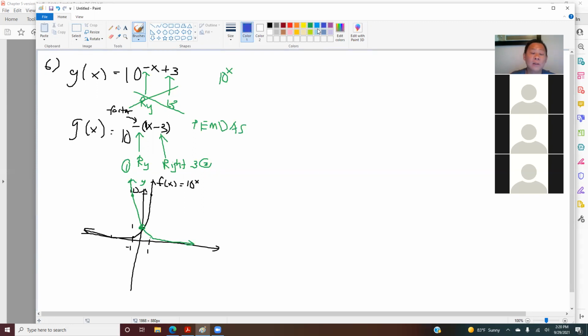And the last thing you need to do is move right 3. If this is graph paper, you just take this point and move right 3. 1, 2, 3. So this is the point when you move 3. Take this point and move 3. 1, 2, 3. So it'll be right here. Then take this point and move 3, and you'll be right here. So this graph that I draw will be your answer, g of x here.